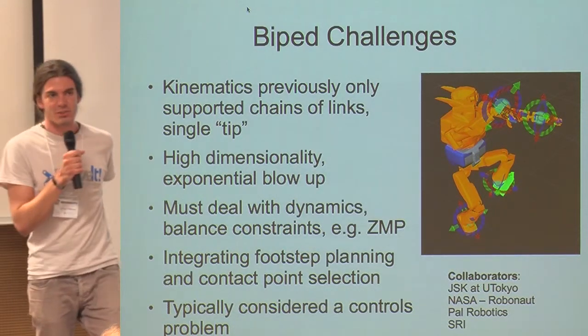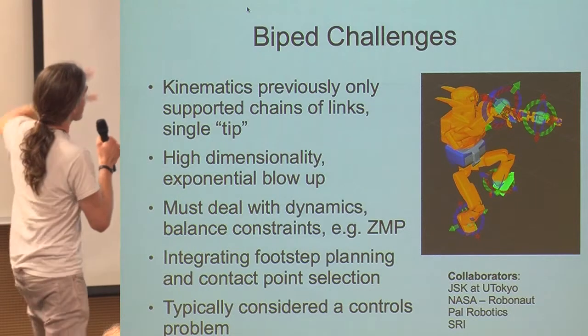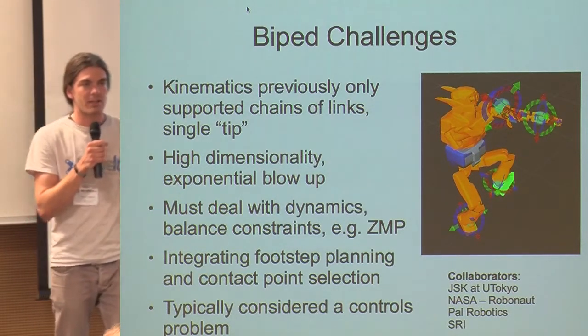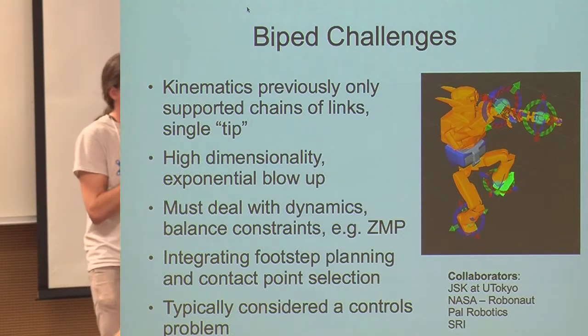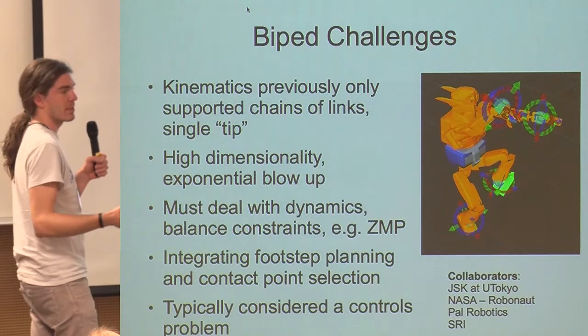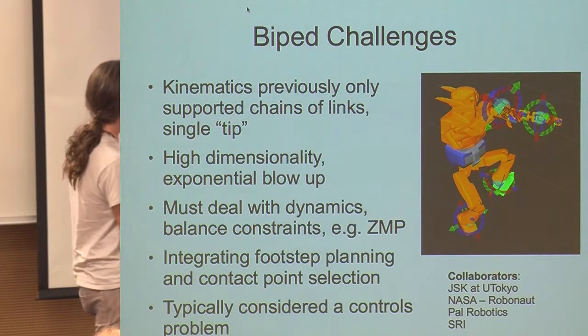So some of the challenges: the inverse kinematics architecture previously had been just for a single kinematics chain. And so we want to have a tree or maybe even a graph. And so we've been working on having multiple tips, where a tip is like an end effector, feet.